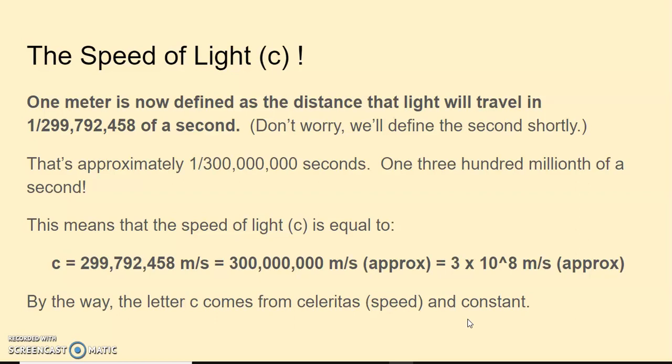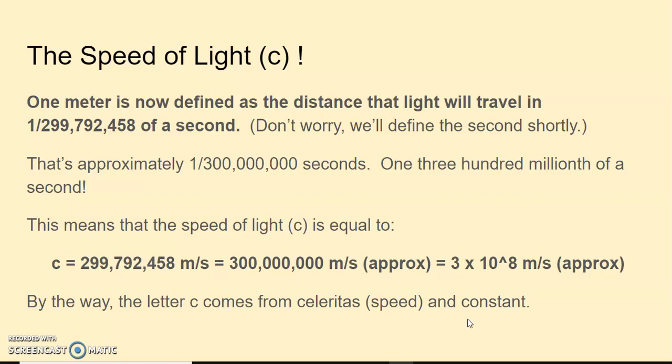I'd like to speak just a little bit longer about this business of the speed of light. So in our last video, we talked about how the speed of light is the fastest speed that there is. It's the fastest of the fast. It's 299,792,458 meters per second.